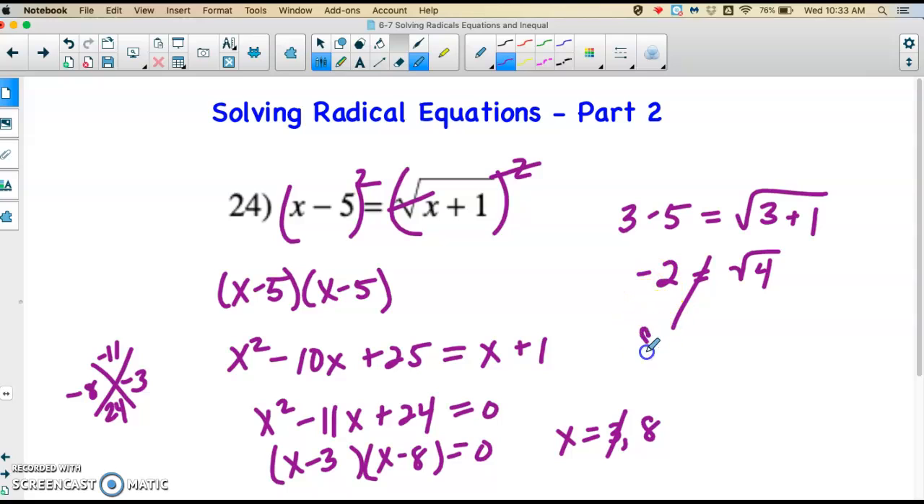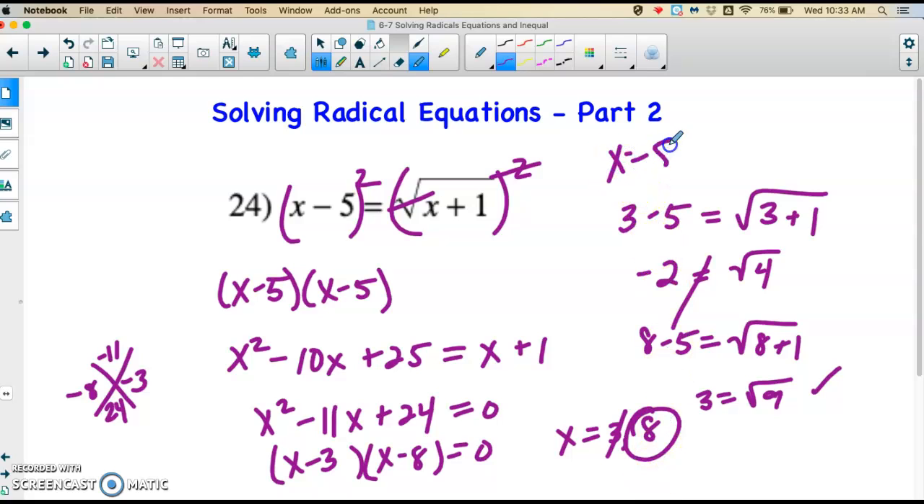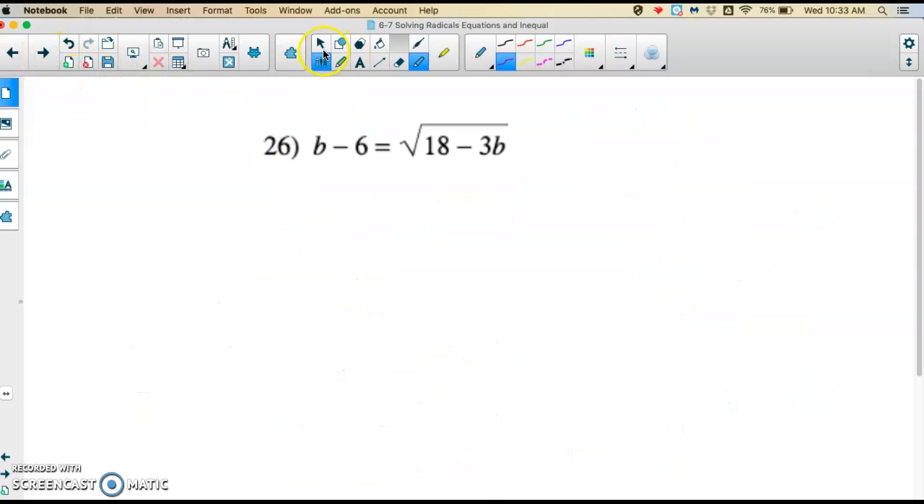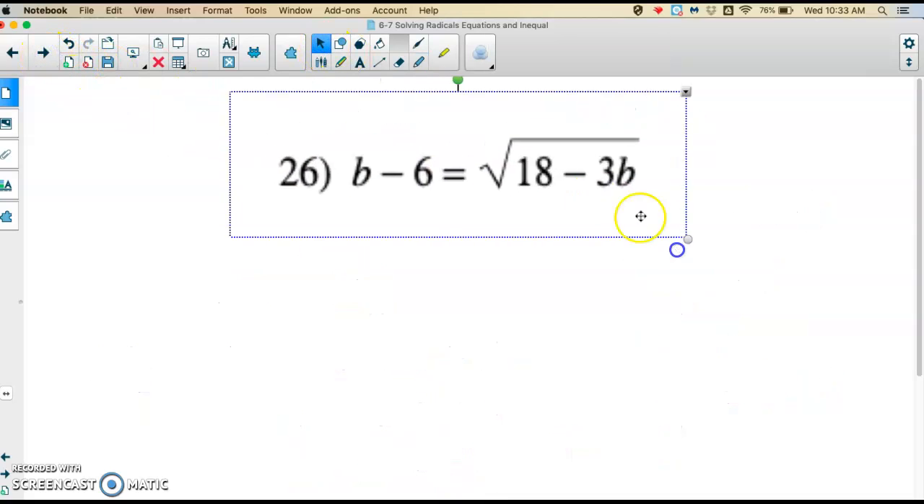What about 8? If we take 8 minus 5 equals the square root of 8 plus 1, so 3 equals the square root of 9. That works. So our final answer is x equals 8. Make sure you're always checking for those solutions. We call those extraneous solutions that don't work out. All right, next one. This one's number 26 from your practice.